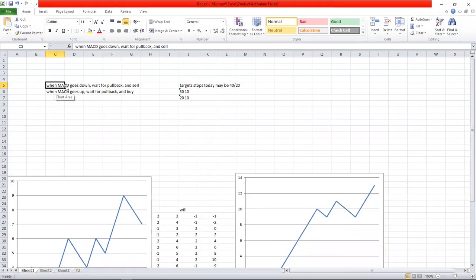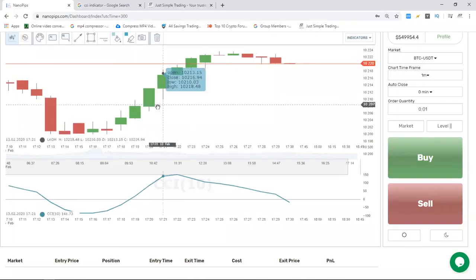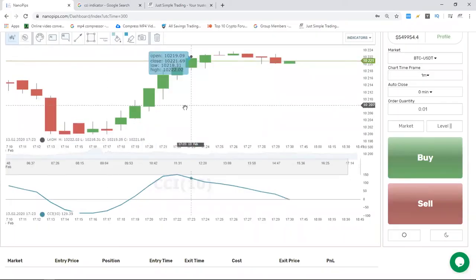An example is when MACD goes down, wait for pullback and sell. And you build in tons of filtration systems like this into your system. Then you have a way of safely entering and exiting the market daily.